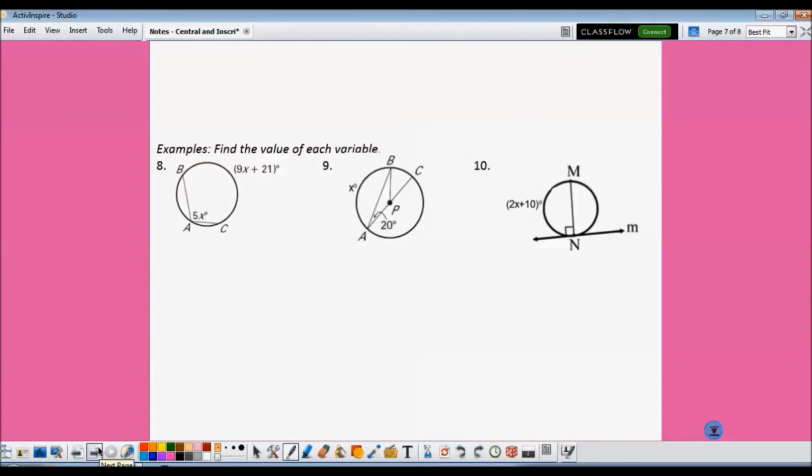For our last examples, I'm going to help you set them up, and then you're going to solve them before you come to class. So we have angle BAC as 5x. Arc BC is 9x plus 21. So we know that the angle is half of the arc it intercepts.